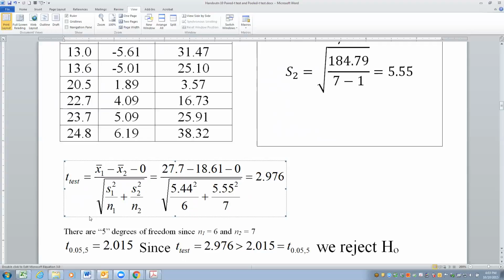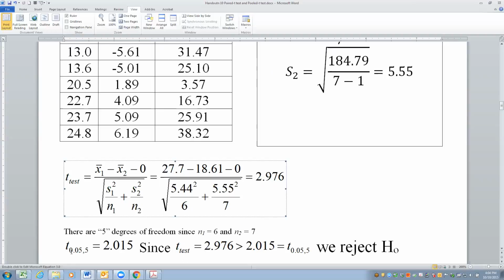Well, with Welch's, since I have two independent samples, I look at the size of each sample and the number of degrees of freedom that each one of those would give me, and I take the smaller of those two. The first sample has 6 observations in it, leading to 5 degrees of freedom. The second sample has 7 observations in it, leading to 6 degrees of freedom. So 5 would be the smaller of the two. So I'm going to use 5 degrees of freedom.